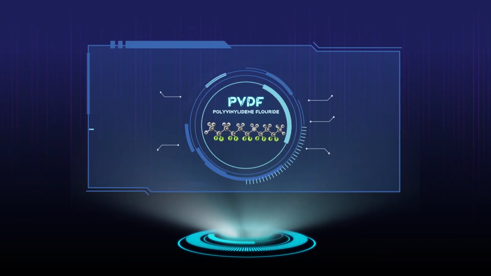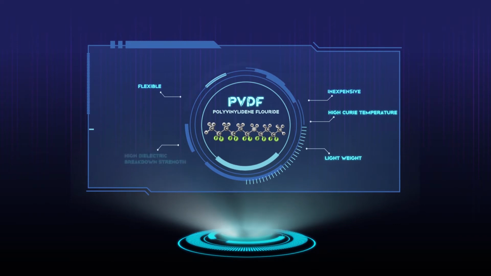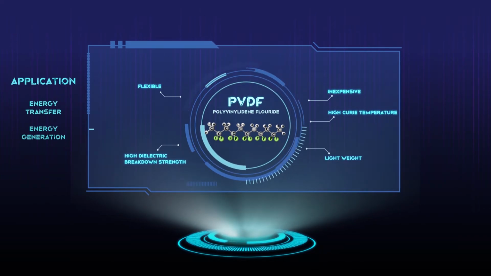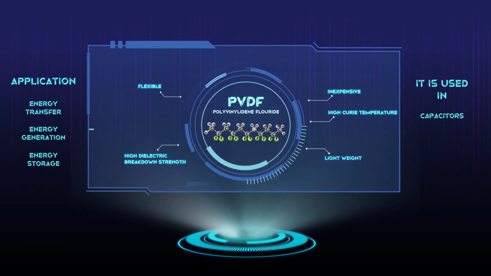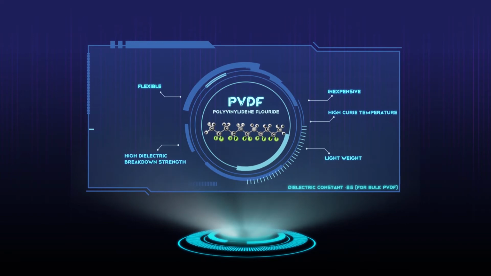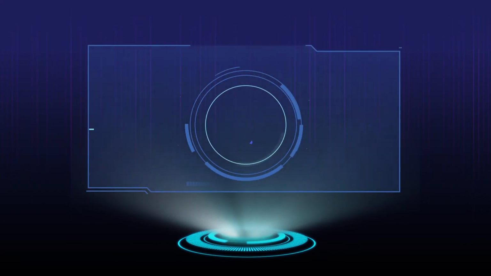Polyvinylidene fluoride polymer, commonly known as PVDF, is a dielectric. It is flexible, inexpensive, lightweight and has high Curie temperature and breakdown strength. It is used for energy transfer, generation and storage and is commonly used in capacitors, sensors and actuators. However, it suffers from a low dielectric constant.